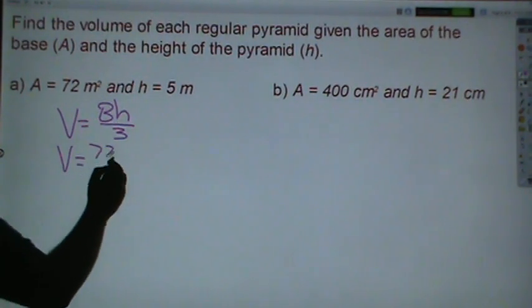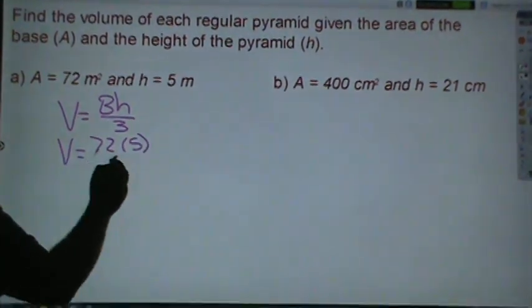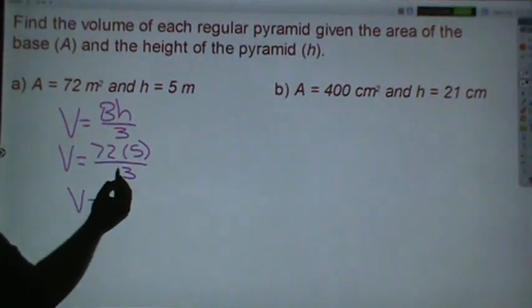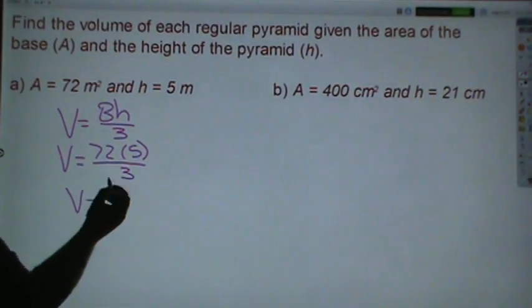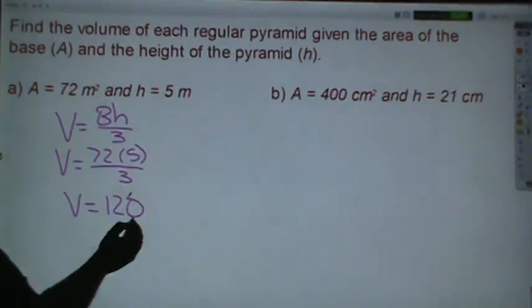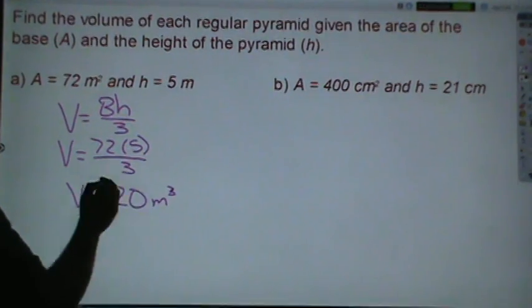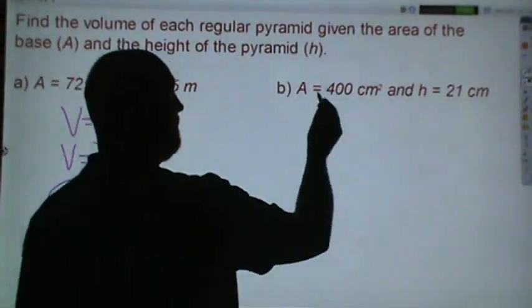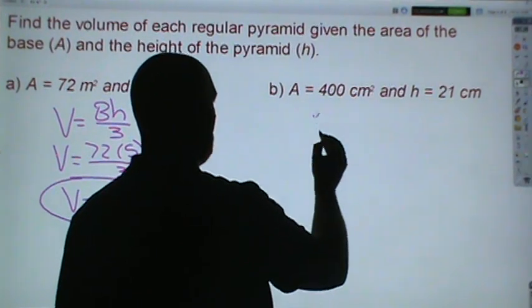So volume equals 72 times 5 divided by 3. I like to do my division first, so I'll do 72 divided by 3 and get 24. 24 times 5 is 120. And then it'll be a unit cubed, so I'll have meters cubed. Part B, my units match, so I'm all set there.